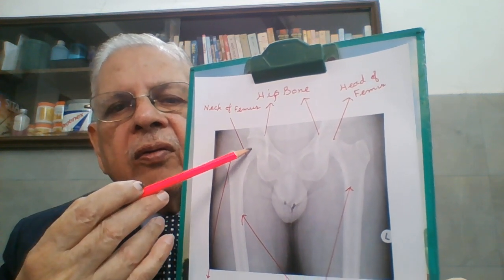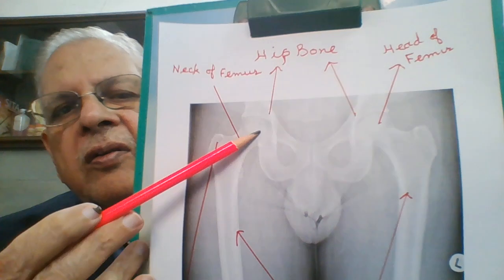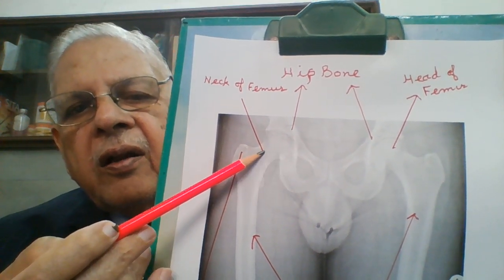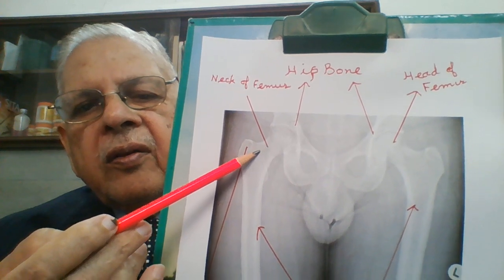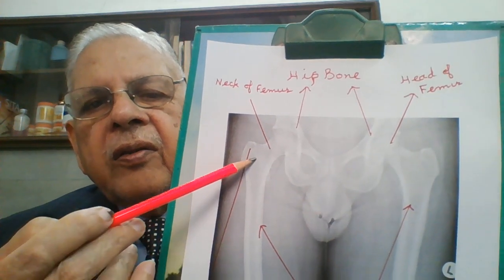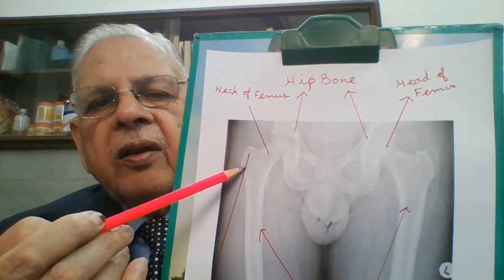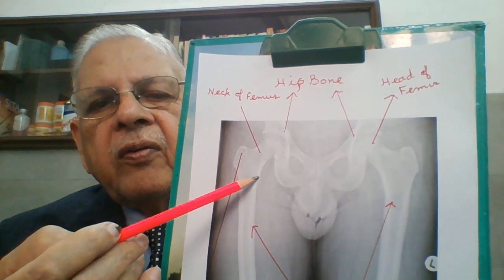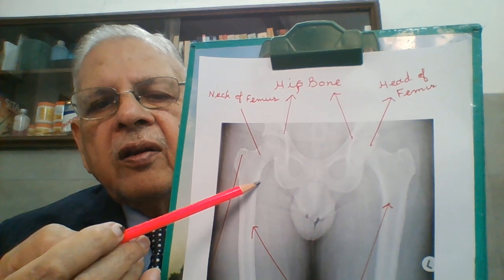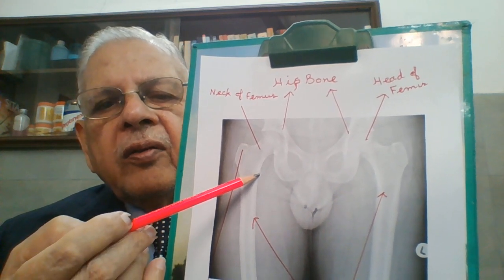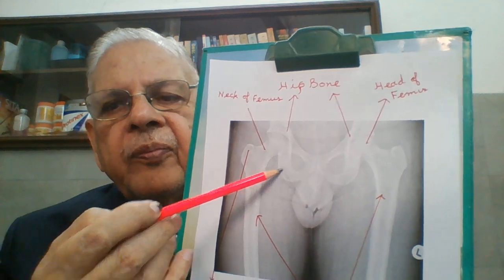Now, so you have seen that this is the head of the femur, this is the neck of the femur, the narrowed portion, then this is the shaft of the femur, then you have a protuberance on the shaft of the femur. This is called greater trochanter. You have a small protuberance on the inner side of the bone. This is called lesser trochanter.